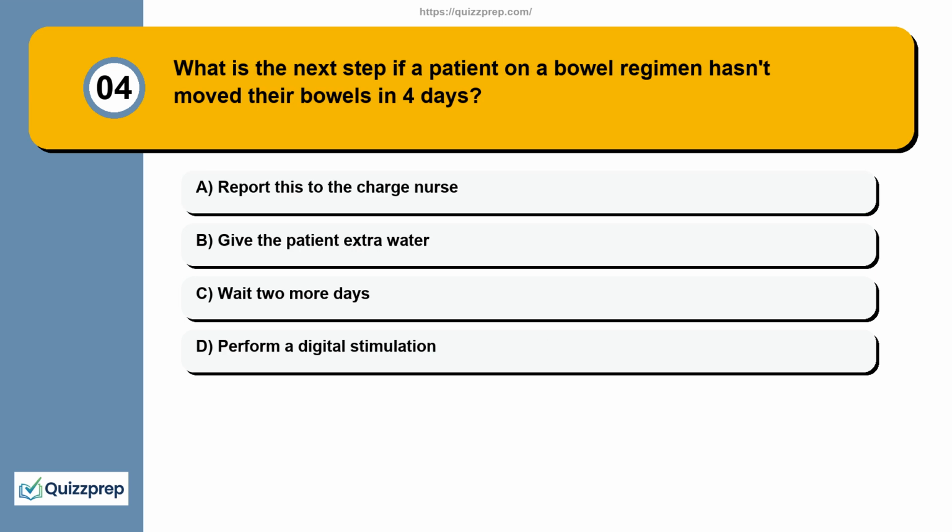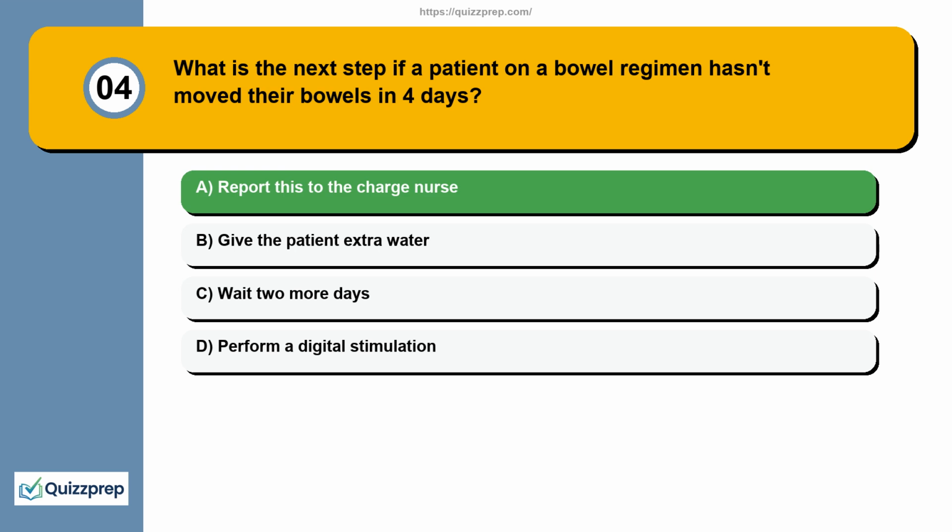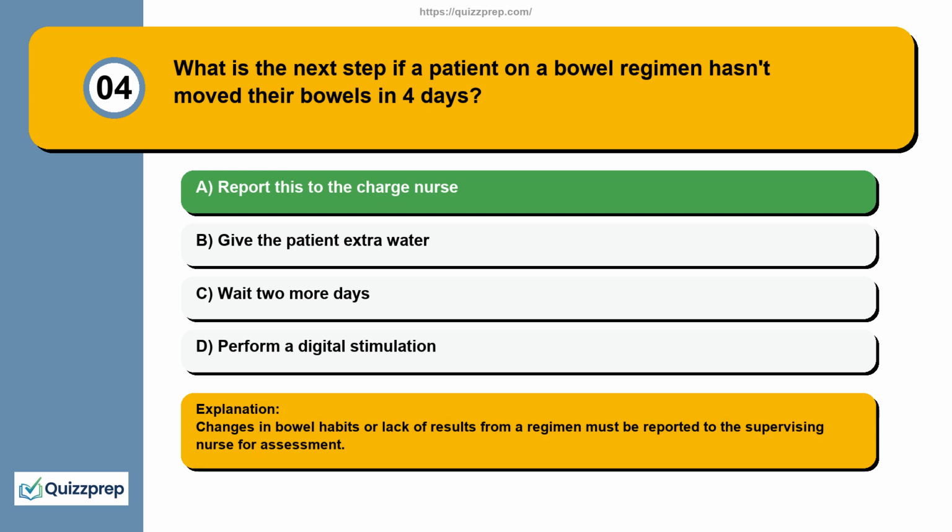Question 4. What is the next step if a patient on a bowel regimen hasn't moved their bowels in 4 days? Report this to the charge nurse. Give the patient extra water. Wait 2 more days. Perform a digital stimulation. Changes in bowel habits or lack of results from a regimen must be reported to the supervising nurse for assessment.